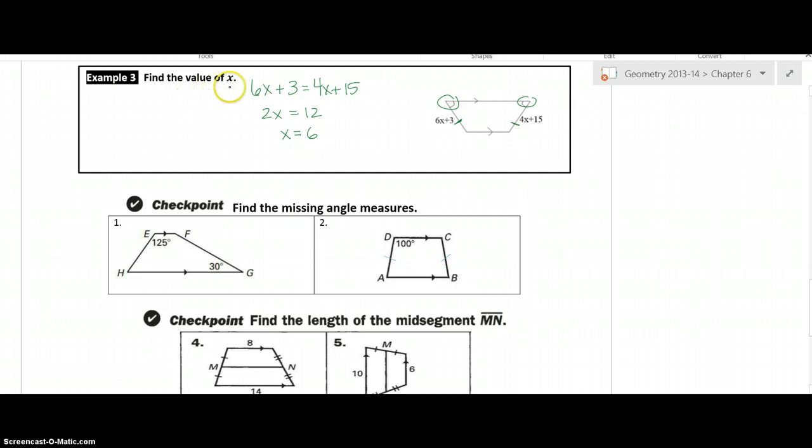Now they only said find the value of x, but if they wanted you to find the length of the legs, or if you wanted to check to make sure your answer was right, you could plug x back in and make sure you got the same length for both legs.